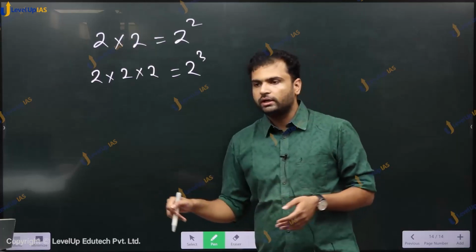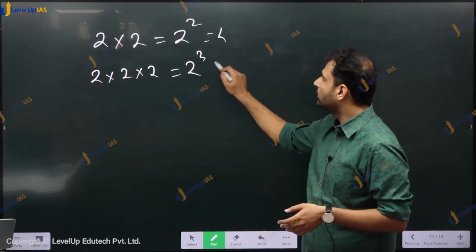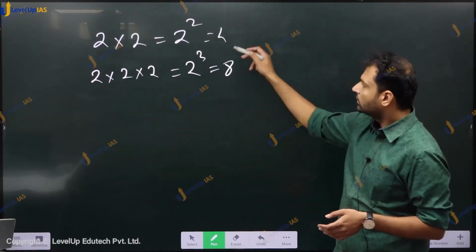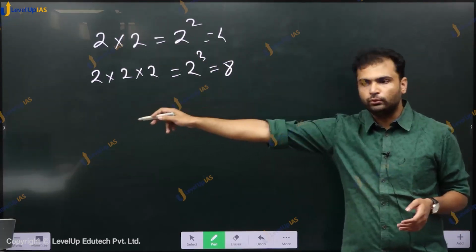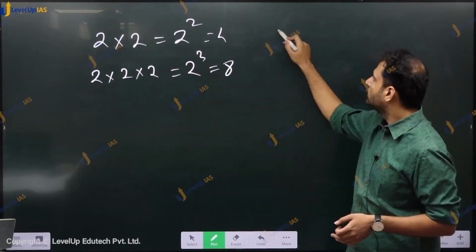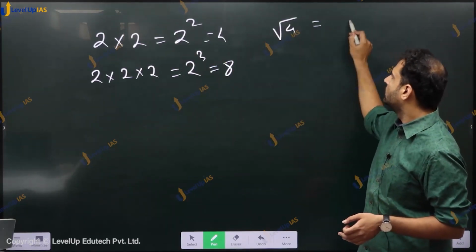And on the contrary, the square of 2 is 4, and the cube is 8. We call the square root of 4 as 2. So the square root of 4 is 2.